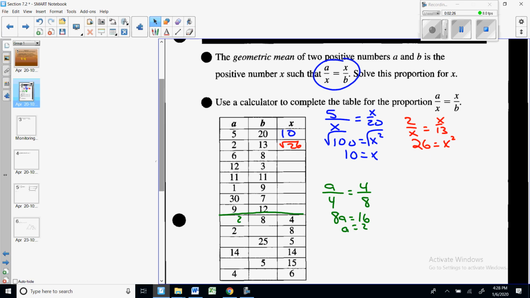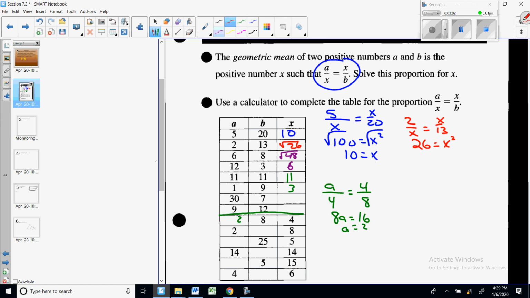All right, as we take a look at the answers to this, we have a and b for 6 and 8. When we work through that, 6 times 8 is 48. That doesn't come out even, so we're going to leave our answer as the square root of 48. When we take 12 and 3, we multiply those together, we get 36, and the square root of 36 is 6. Our next one, 11 and 11, is going to be 11. For the next one down, a is 1, b is 9, so we multiply those together, 1 times 9 is 9. We take the square root, we get 3.